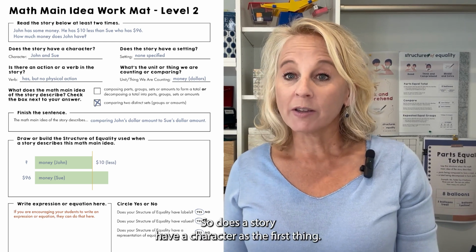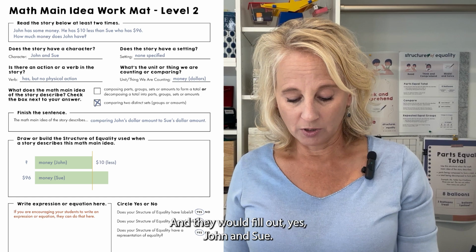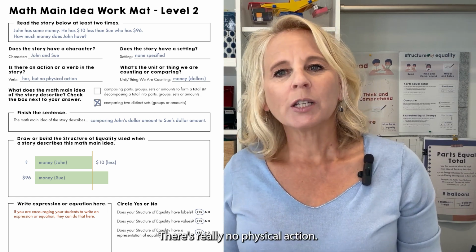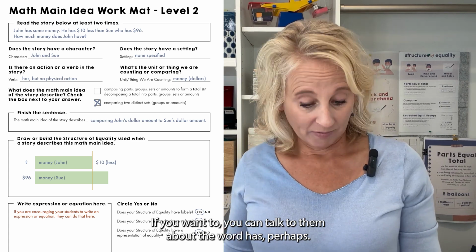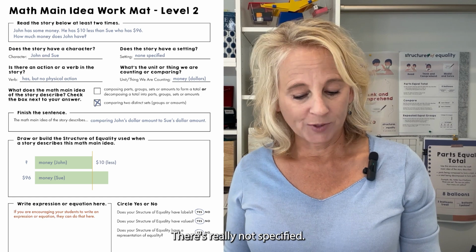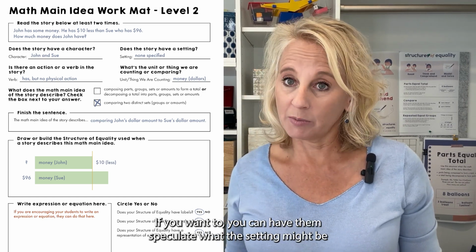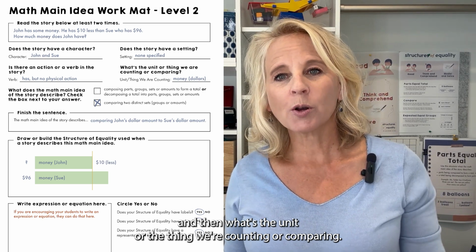So does the story have a character is the first thing, and they would fill out, yes, John and Sue. Is there an action or verb in this story? There's really no physical action. If you want to, you can talk to them about the word has, perhaps. Does the story have a setting? There's really none specified. If you want to, you can have them speculate what the setting might be. And then what's the unit or the thing we're counting or comparing?